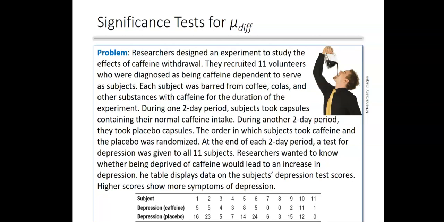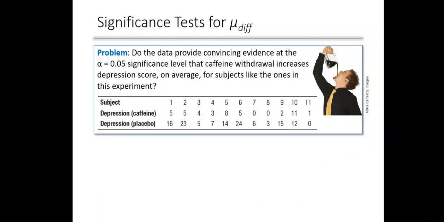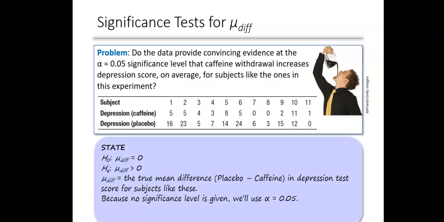So if we wanted it to be greater than 0, using evidence that caffeine withdrawal increases depression, so increases. Oh, there it is. There's the order: placebo minus caffeine. That makes sense because we're thinking the placebo group might have higher depression because they're not taking caffeine. They might get depressed. So if we want it to be greater than 0, we want placebo minus caffeine. And so you define that variable, that parameter, just like we have.